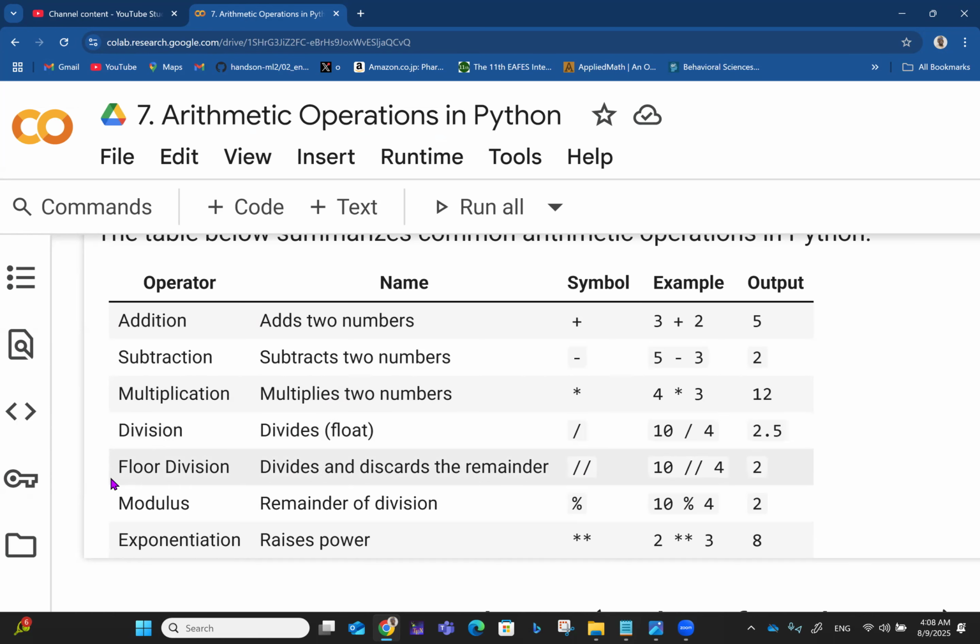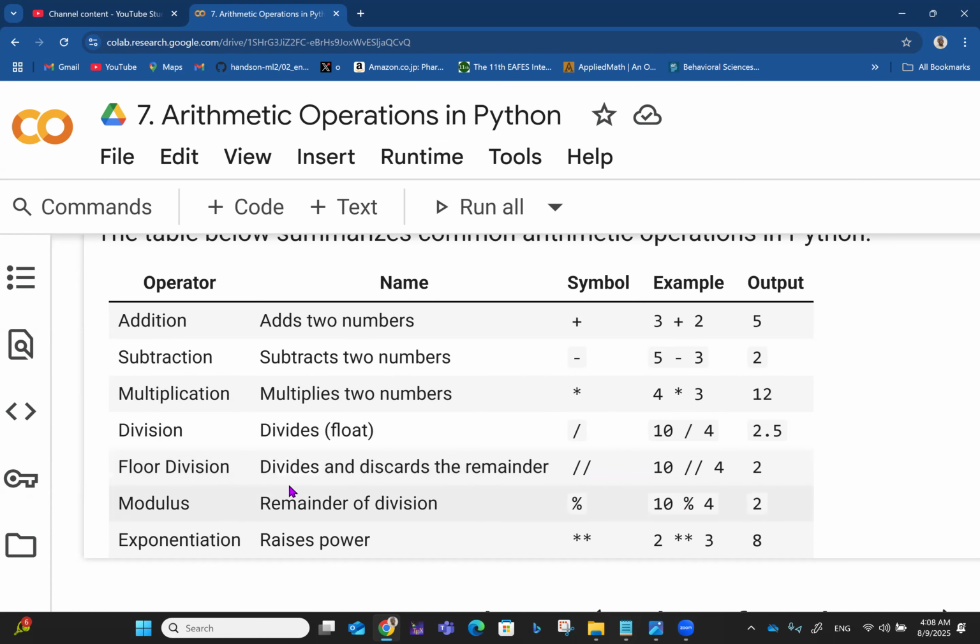But then we have floor division, which is sometimes known as integer division. So in this case, it divides and discards the remainder. So we just need the whole number part. We don't care about the rest. So in this case, you use double forward slash signs, right? So 10 double forward slash 4 gives 2 because 4 goes in 10 two times. You don't care about the remainder.